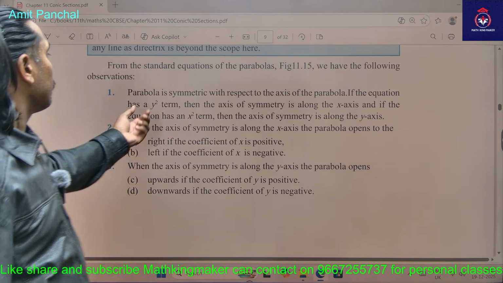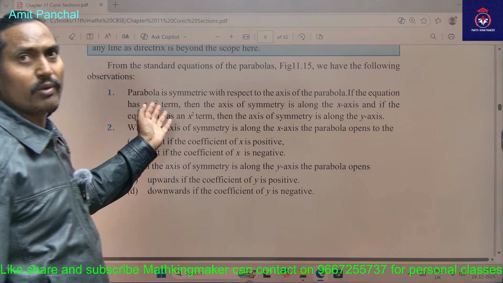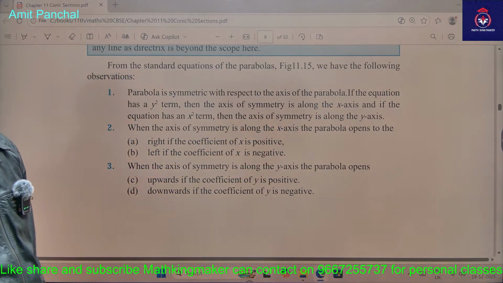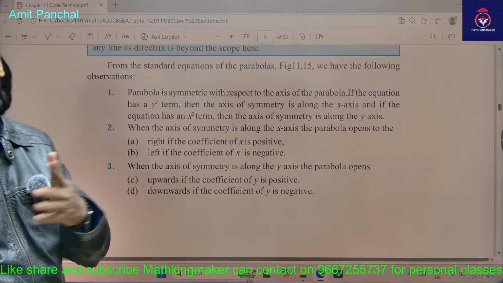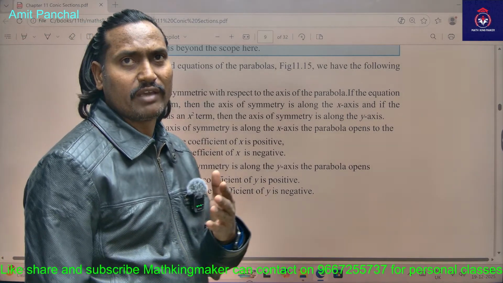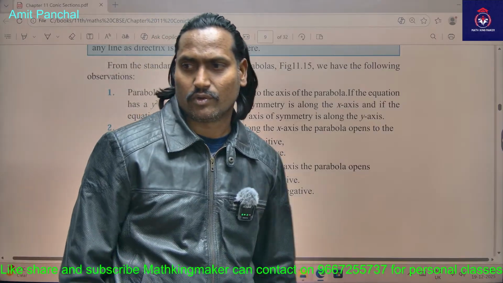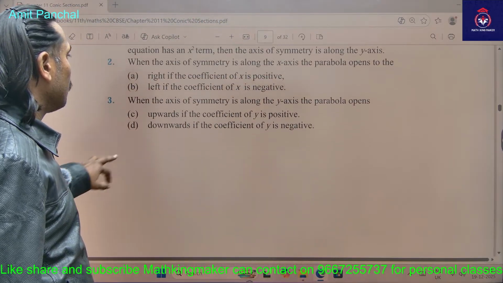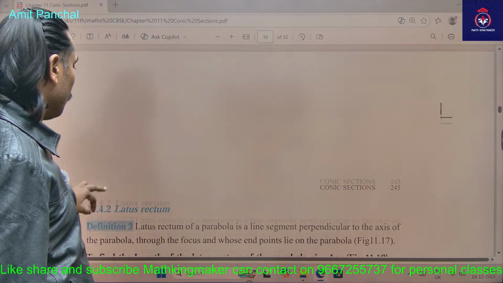So, if it has a y square term, then it's symmetrical about the x-axis. Like y square is equal to 4x, it has symmetry with the x-axis. So these are the things we can conclude.